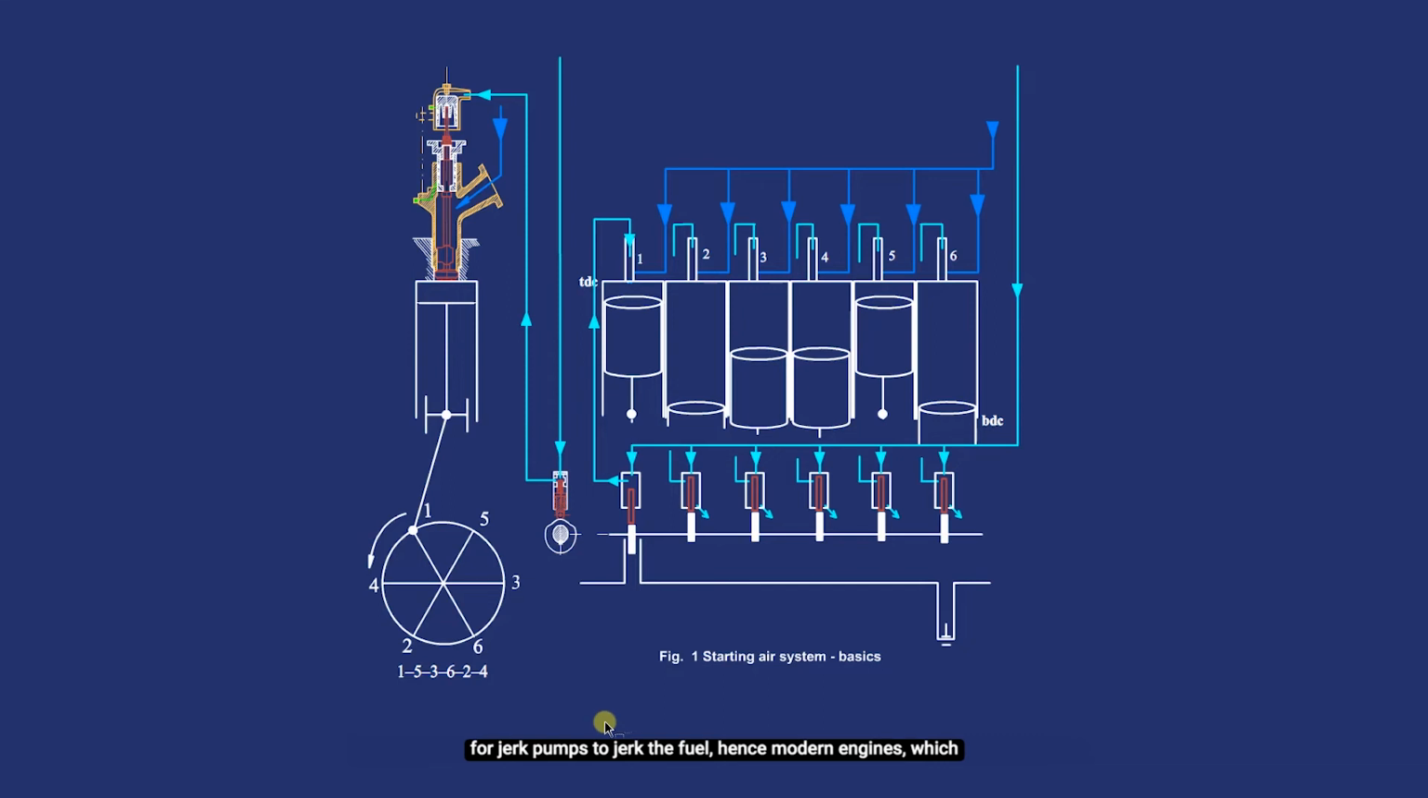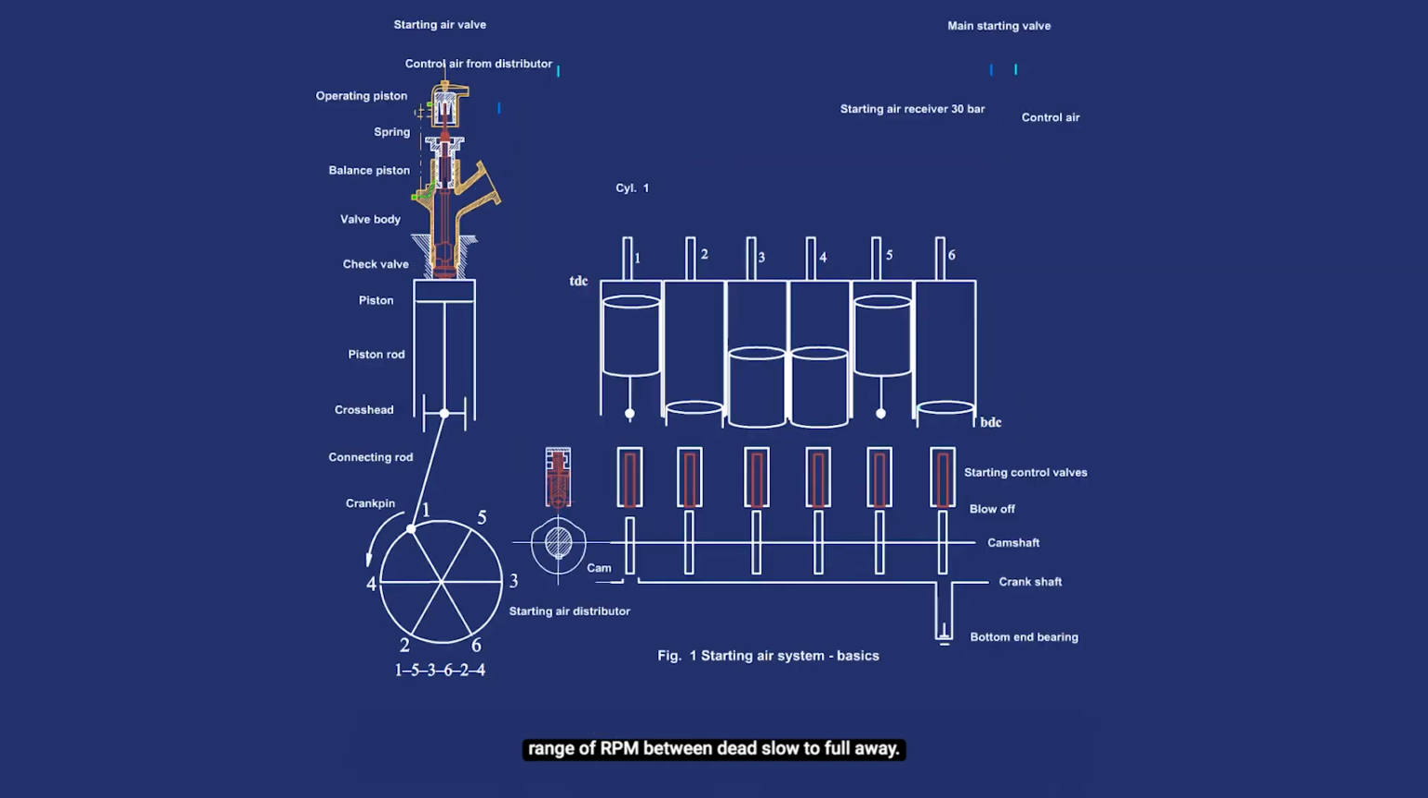Hence, modern engines which use the common rail high pressure system for injecting fuel instead of using jerk pumps can run at very slow speeds without getting stalled. These engines provide to the ship a larger range of RPM between dead slow to full away. Fundamentals of the starting gear system just explained is again shown in animation.